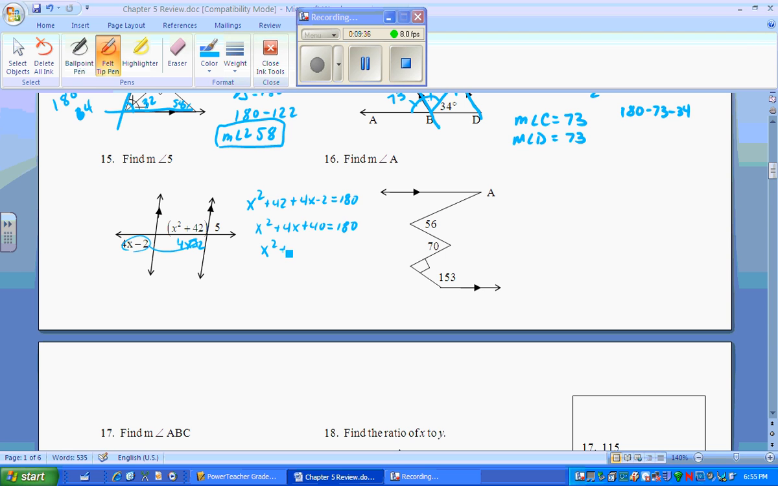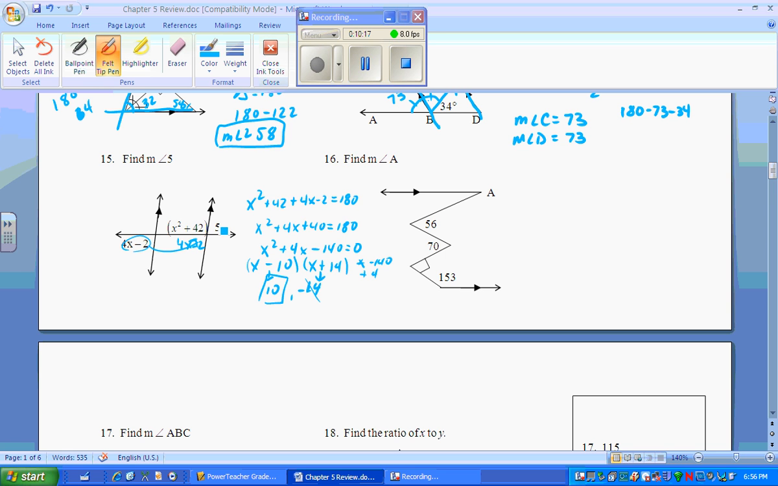Subtract the 180 over. X squared plus 4x minus 140 is equal to 0. We need two numbers that multiply to negative 140, but add to 4. Let's go to our bank of multiplication numbers. First thing you should think of is 10 and 14 because it's a multiple of 10. Which one makes a positive 4? There's a positive 14. So this answer is 10. This answer is negative 14. Plug them back in. 4 times negative 14 minus another 2 doesn't work. 10 is the only x that works.